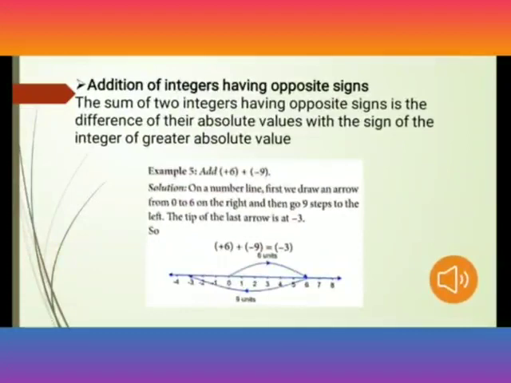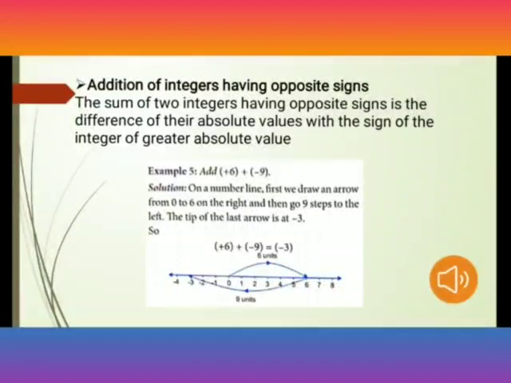Dear students, now let's discuss addition of integers having opposite signs. The sum of two integers having opposite signs is the difference of their absolute values with the sign of the integer of greater absolute value. As you can see in the example, plus 6 added to minus 9.